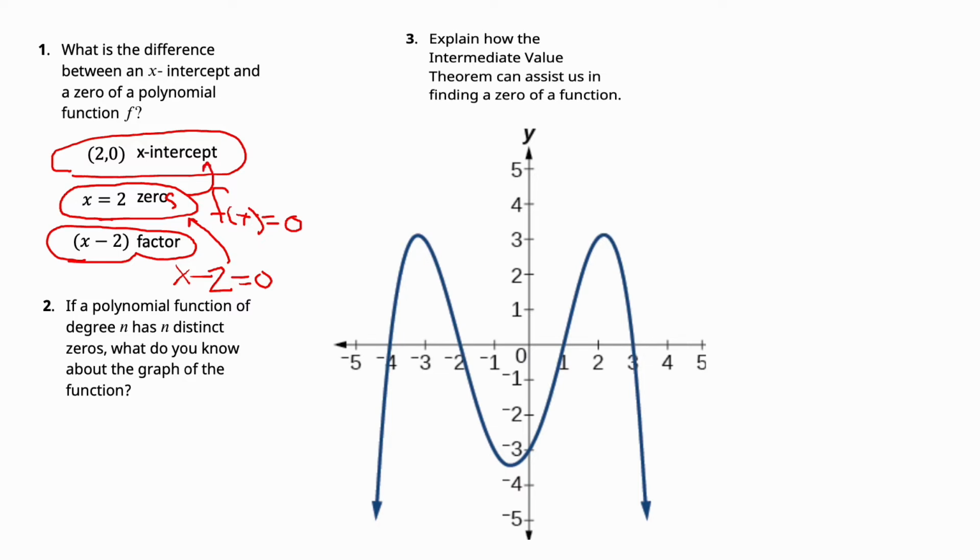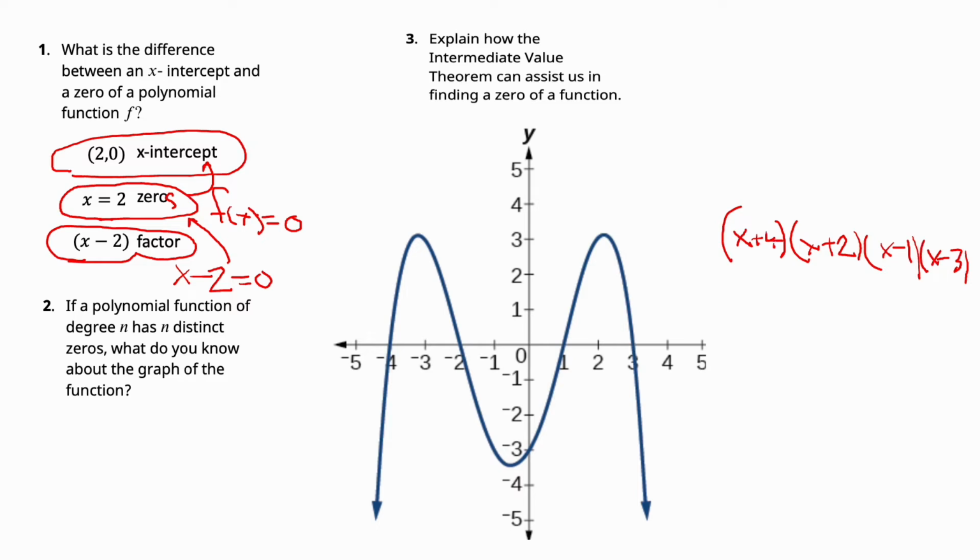So they're all connected. Like in this graph right here, we have zeros of -4, -2, 1, and 3. So I know that I have the x-intercepts (-4, 0), (-2, 0), (1, 0), and (3, 0). I also know that I have the factors x minus -4, which is x plus 4. I know I have x minus -2, so that's x plus 2. I also know that I have x minus 1 and x minus 3. So I know I have those factors. Now the thing I don't know would be the multiplicity.